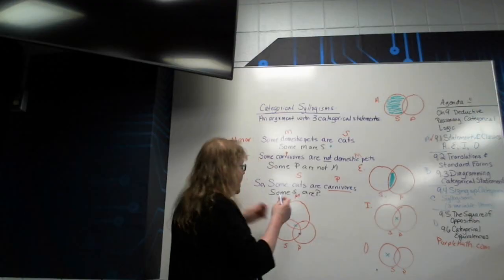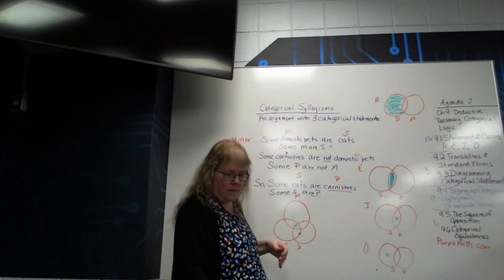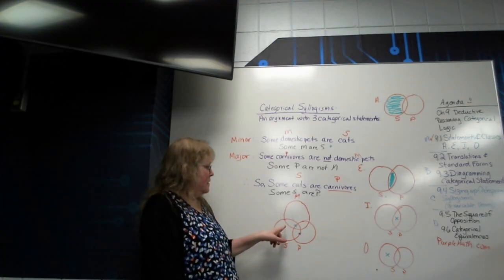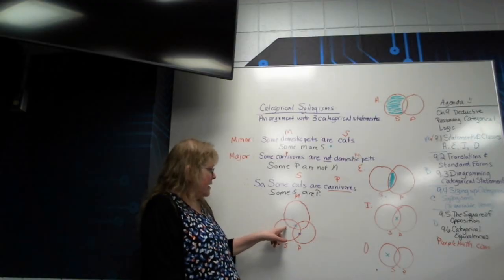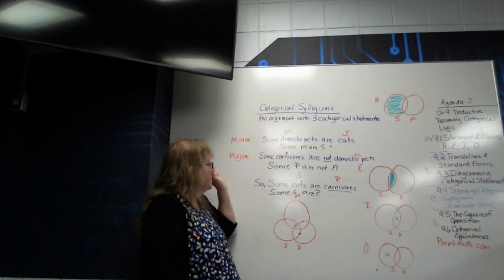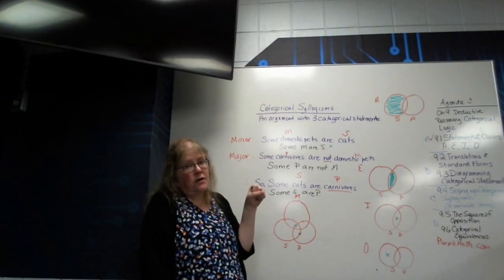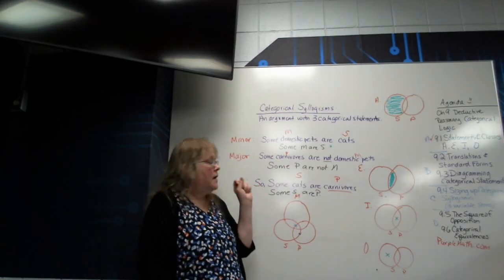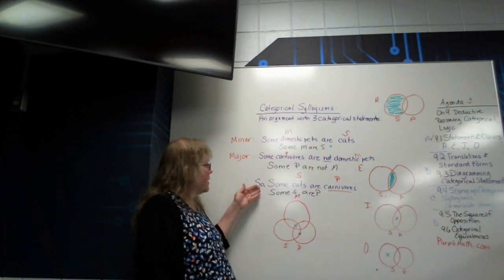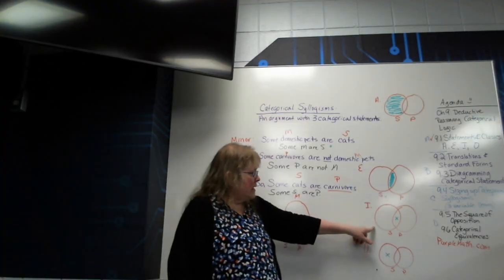Okay. Now, here's the thing. We only ever diagram, plot, however you want to say it, we only draw the major and minor premise. We never plot the conclusion on the Venn diagram because that's totally counterproductive. What we're going to do is we're going to say, okay, so I've done my two premises. My conclusion is some S are P. So I'm looking at an I statement here.